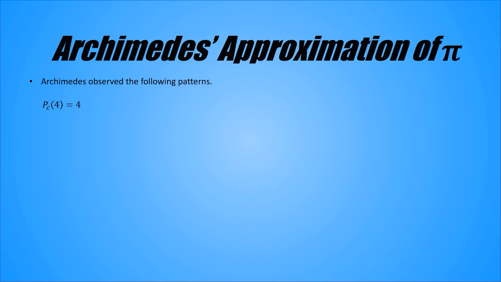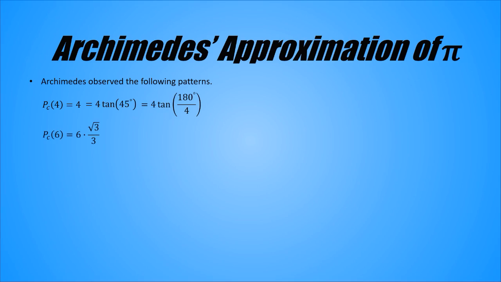So let's start by looking at the perimeter of the circumscribed square, which was 4. Now, this is equal to 4 times the tangent of 45 degrees, because the tangent of 45 degrees is 1. And going a little further, 45 degrees is 180 degrees divided by 4.